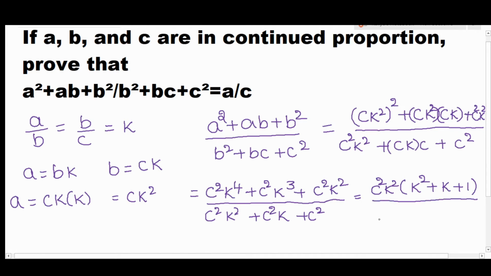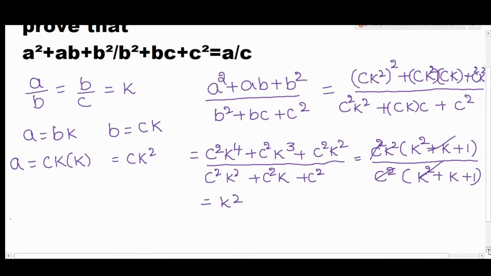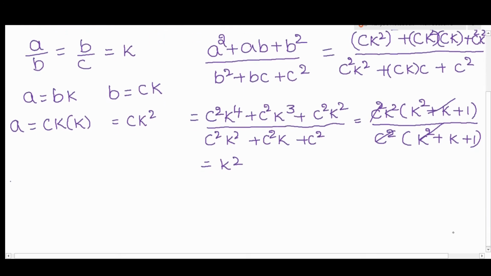Divided by c square, I can remove it as a common here. So what remains? k square plus k plus 1. So this and this get cancelled out, and c square and c square get cancelled out, and you remain with k square. Okay, this is about the LHS what we are talking now. So what is the value of LHS? It is k square.